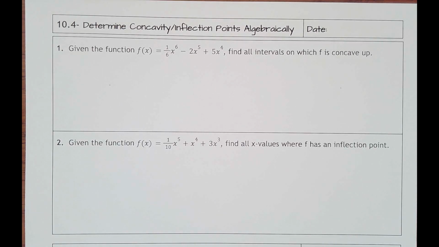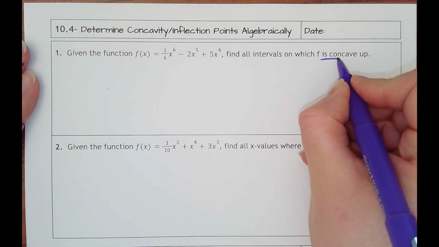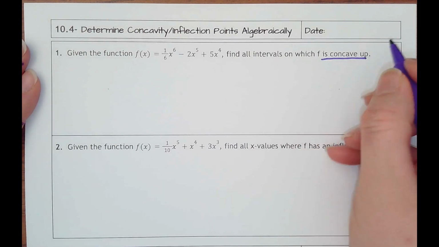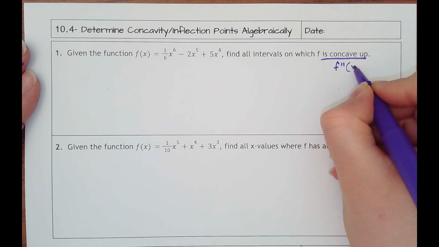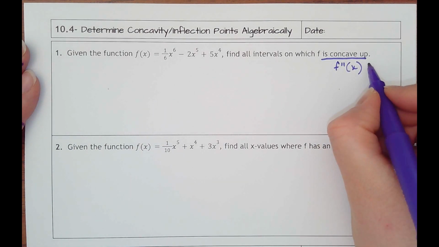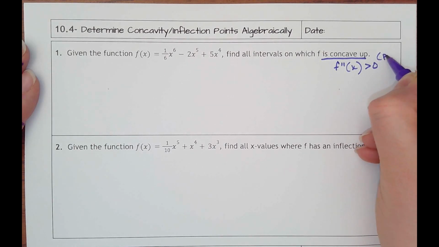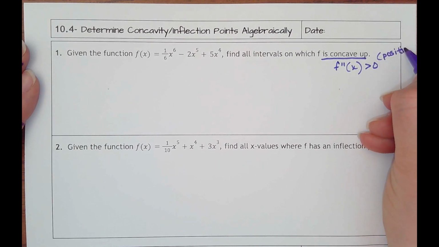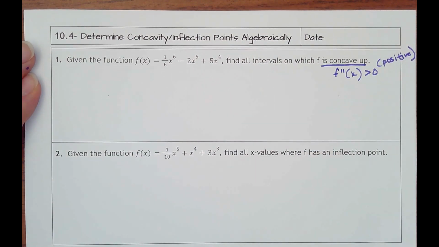Lesson 10.4, determine concavity and inflection points algebraically. We're given a function f of x, find all intervals on which f is concave up. What we've learned is that concavity comes from that second derivative, and concave up is specifically where that second derivative is greater than 0, or positive. So to do this algebraically, I'm going to have to get the second derivative.